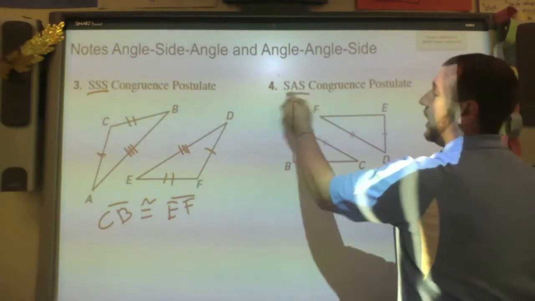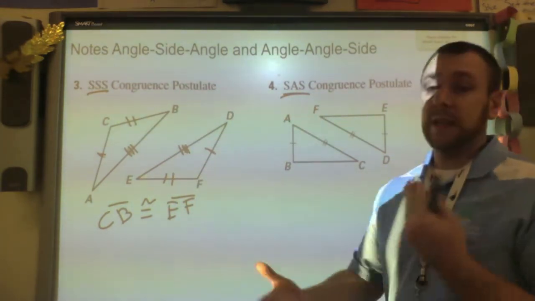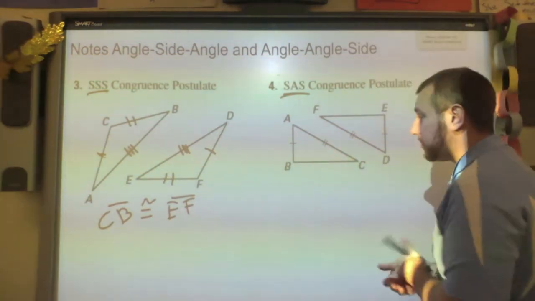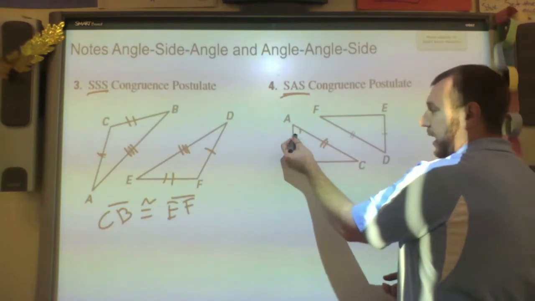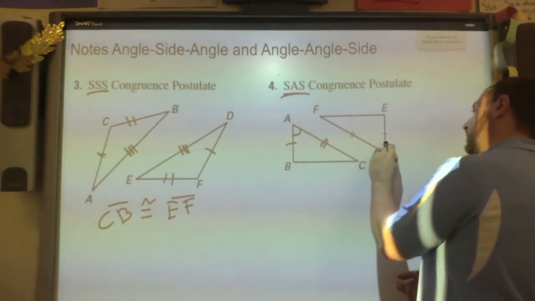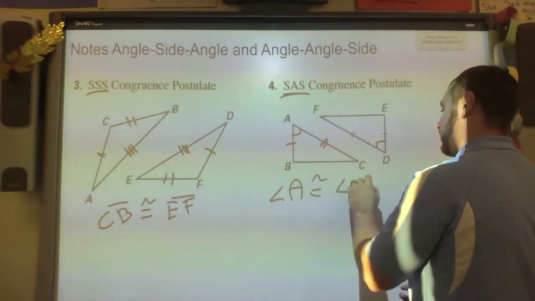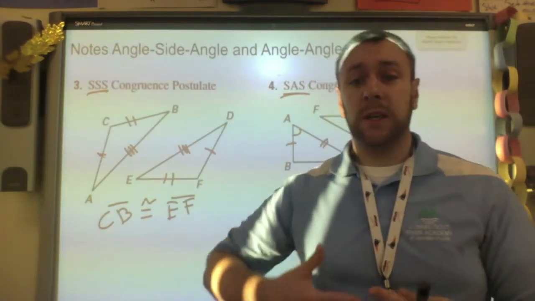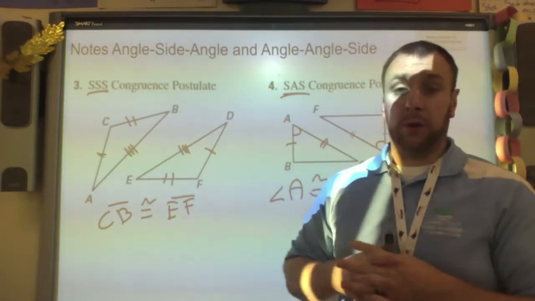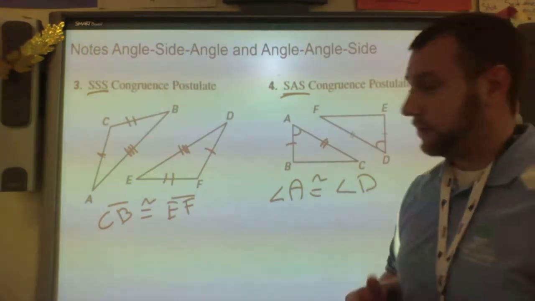Here, again, side, angle, side. Where do I want that angle? I want it in between those two sides. In between these two sides would be angle A and angle D. So angle A would have to be congruent to angle D. It's very important that we notice the order. Order matters a lot when proving triangles.